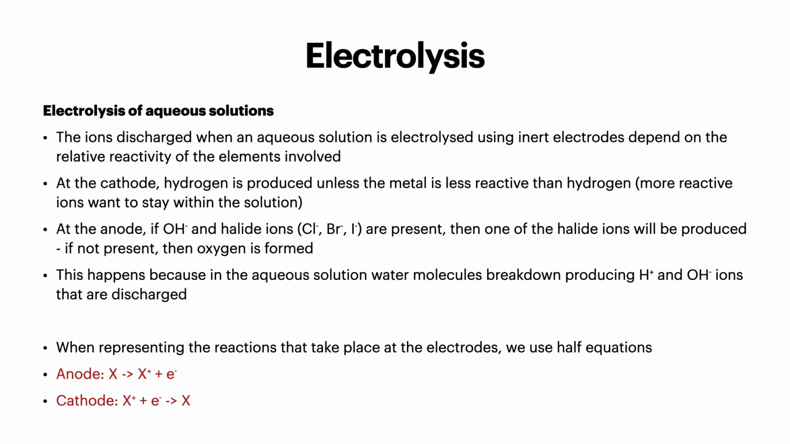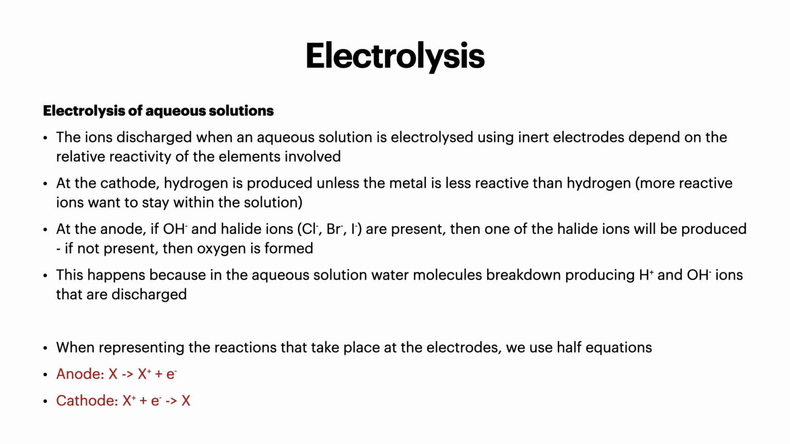Then for our final slide, when it comes to the electrolysis of aqueous solutions, the ions are discharged when an aqueous solution is electrolyzed using inert electrodes depending on the relative reactivity of the elements involved. At the cathode, hydrogen is produced unless the metal is less reactive than hydrogen, so more reactive ions want to stay within the solution. So this is really, really key. This is why it's so important to actually know and remember the reactivity series, because it influences so much.